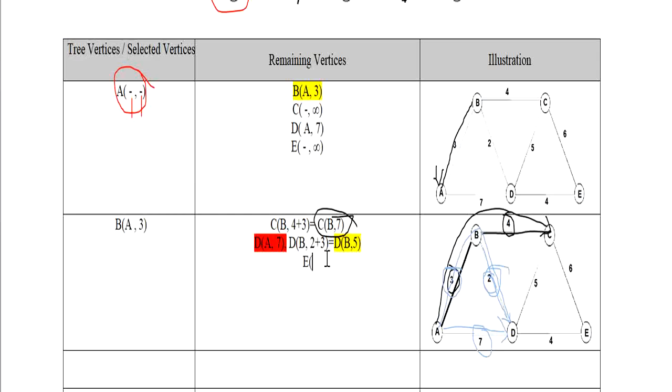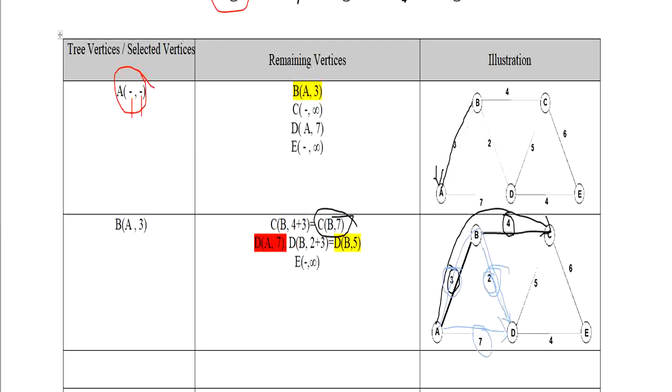Next, can I visit vertex E directly from A? No. Can I visit vertex E from B? Again no. So it is dash and infinity.